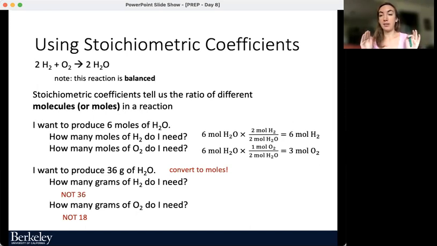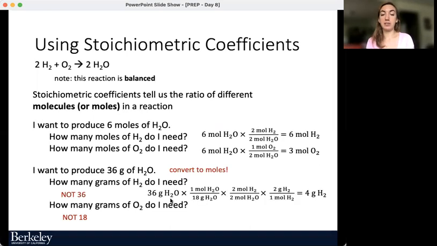This is wrong. A very quick check of why is to see whether mass is conserved. I'm starting with 36 plus 18 grams of stuff, and I'm ending with 36 grams of stuff. That's not possible. That would mean I've just lost 18 grams of stuff. So I have to convert to moles before I can use those stoichiometric coefficients. I'm going to go through it fast in one step on this slide, but I'll break it down into many steps on the next slide.